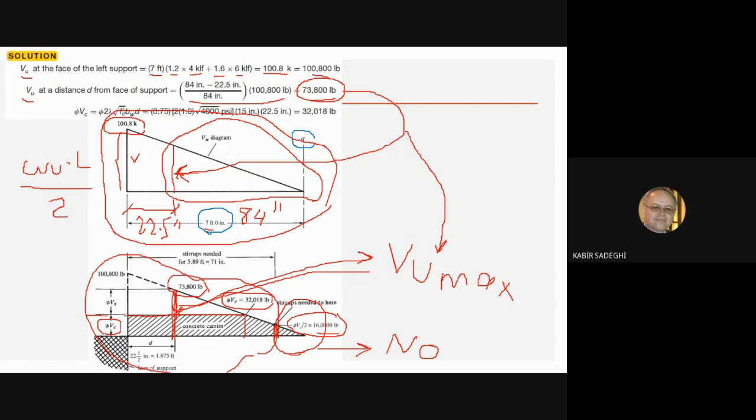We say maximum Vu is here, therefore we consider it constant here. We forget this increased one, we don't consider it. Therefore, if I want to sketch the shear diagram that we should follow for a stirrup, I show it with the blue one. Here is constant, here is decreasing.